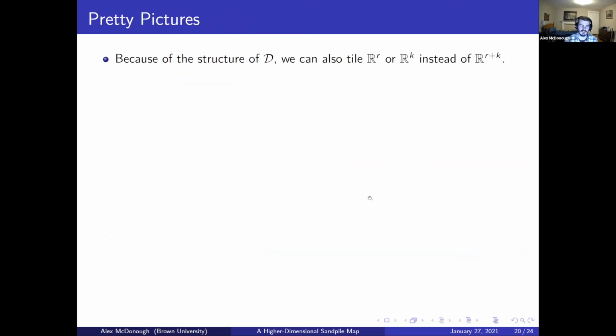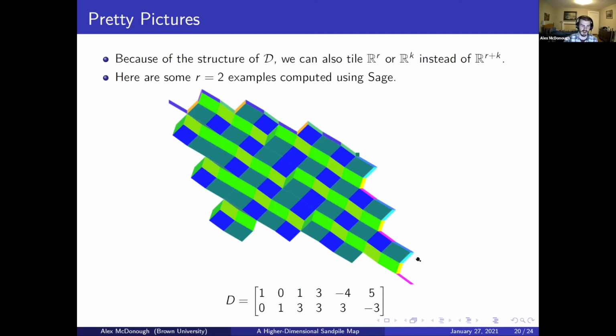And there's also this other thing that I think the most useful aspect of it is that it lets us do more pretty pictures. So there's a way of tiling R^k instead of R^(r+k) and still having the same properties. Here's an example of one of the pretty pictures we can get. And what ends up happening is when we go to this lower dimension, instead of just getting one parallelepiped of volume multiplicity squared, we get multiplicity many, each with volume multiplicity.